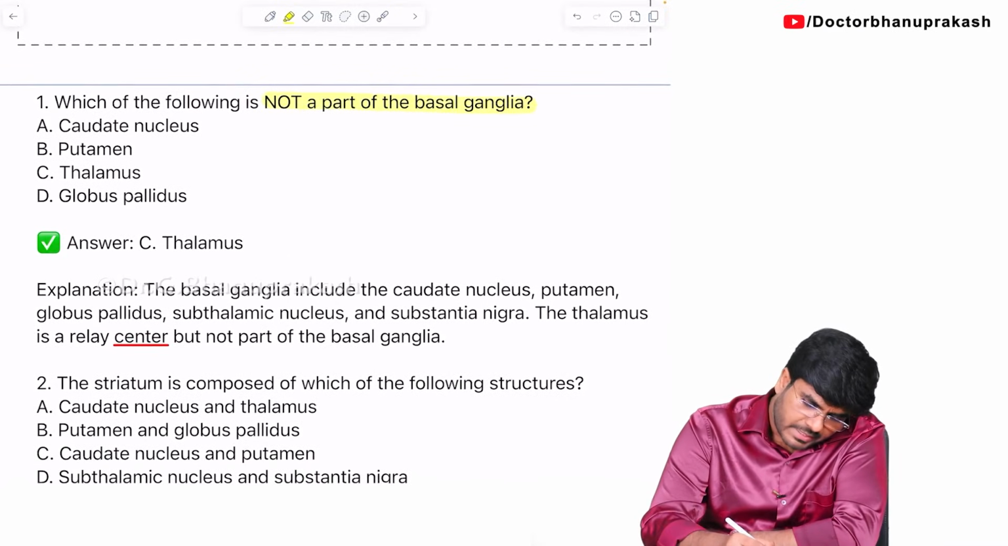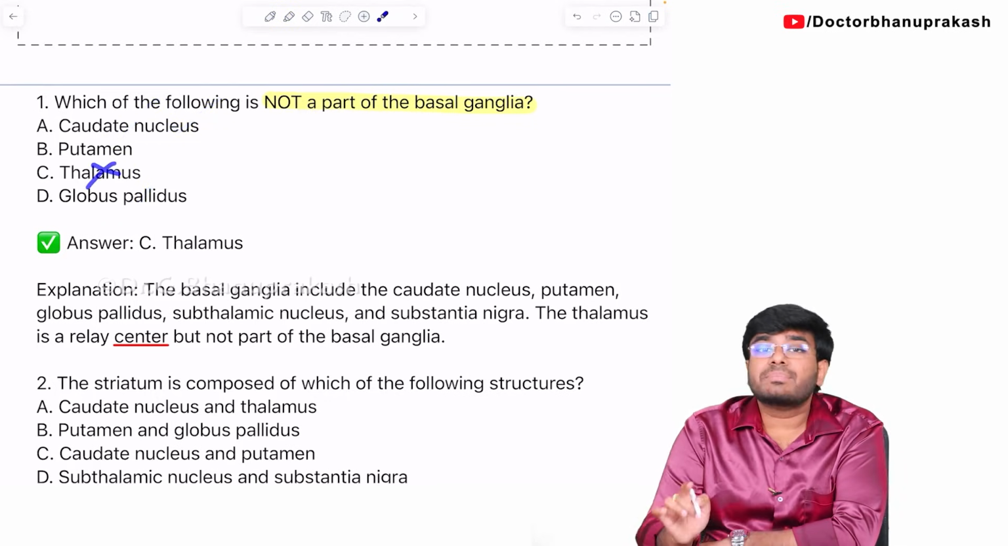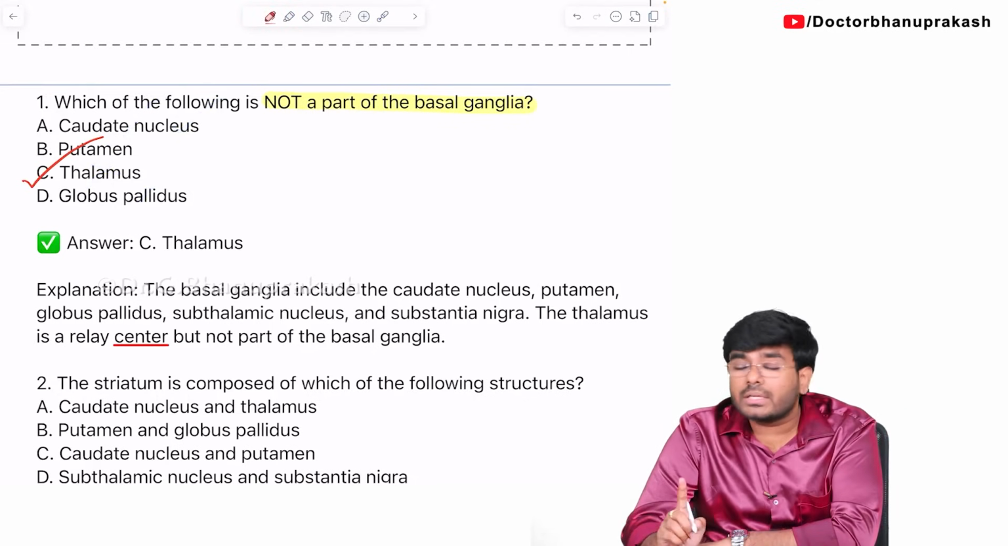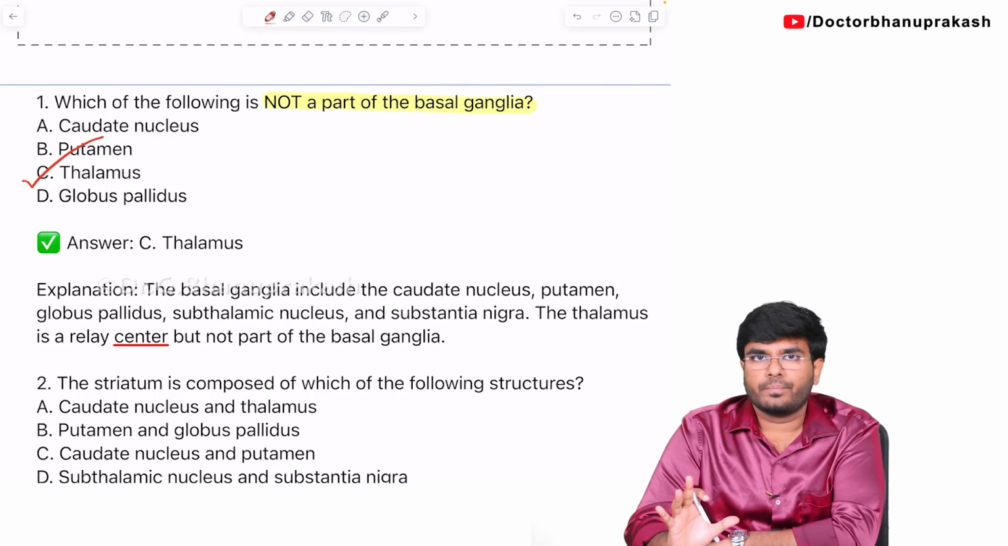I have told you, basal ganglia includes caudate nucleus, putamen, globus pallidus. Thalamus is not a part. Subthalamic nucleus is a part. So thalamus is not a part of the basal ganglia. Only 5 components are there. I have told you.